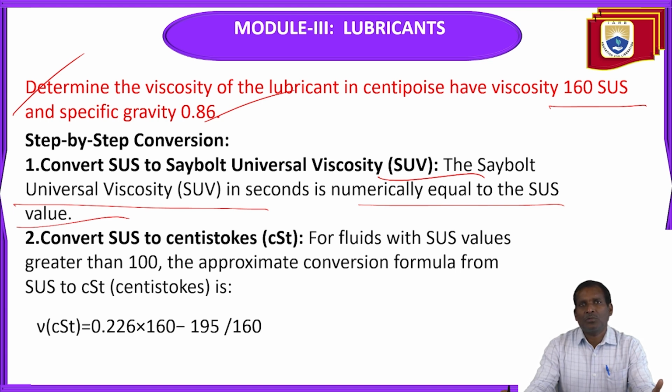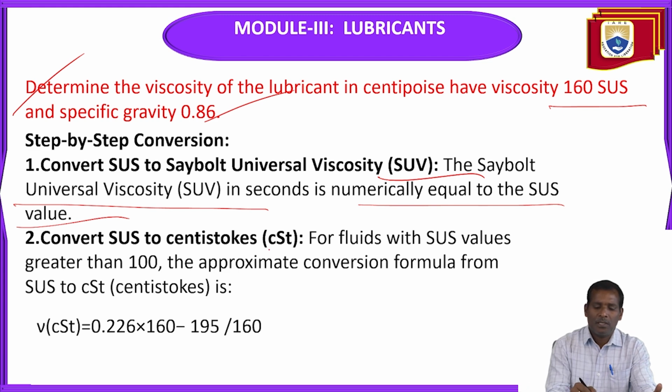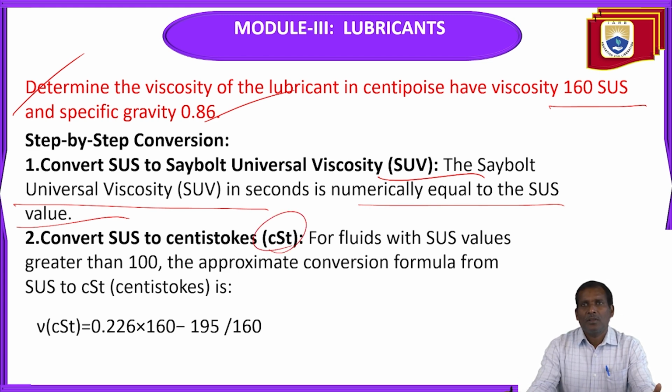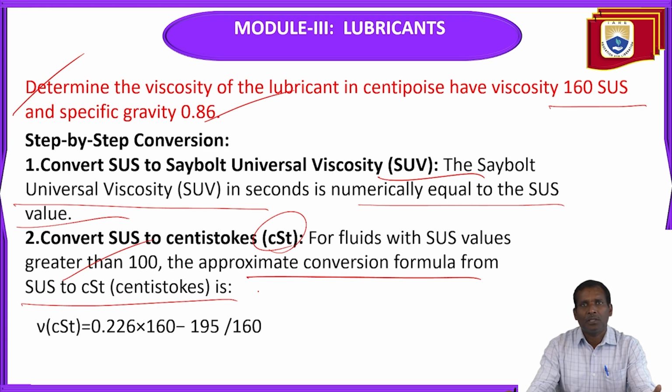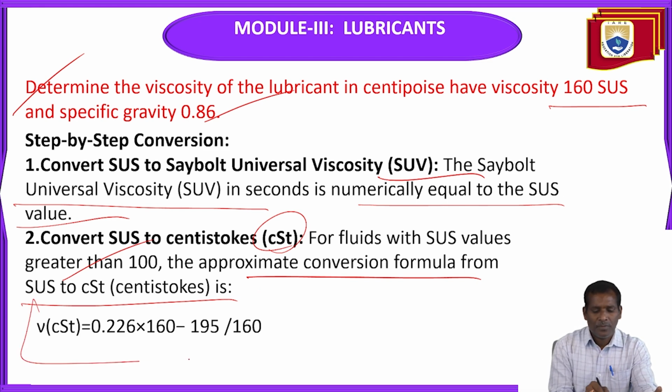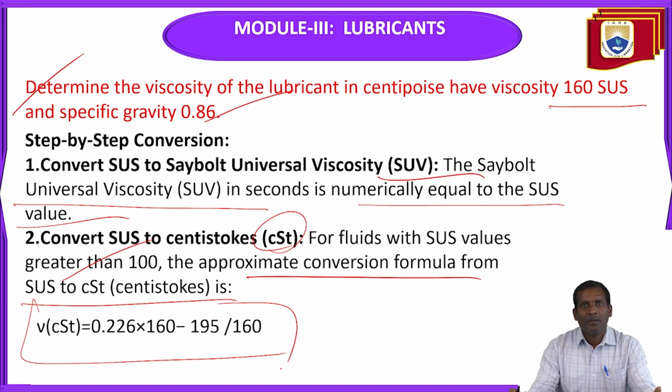Now convert SUS to centistokes, CST. For fluids with SUS values greater than 100, the approximate conversion formula from SUS to centistokes is shown here: VCST equals 0.226 times SUS minus 190 by SUS, that is 0.226 times 160 minus 190 by 160.